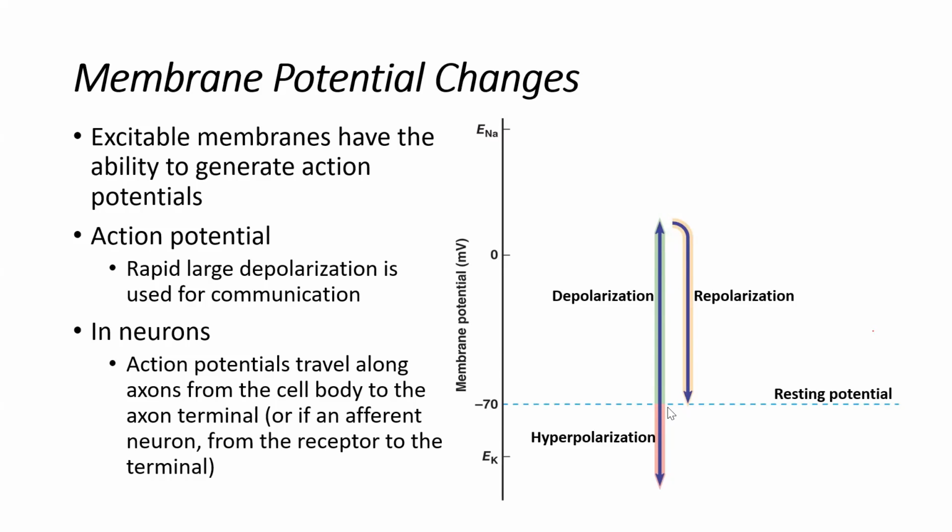Okay. Now, as we talked about, sodium is responsible for the depolarizing event. Potassium is responsible for the repolarization. And then what gets us from this hyperpolarization back to rest is actually the sodium potassium pumps that are still on our cell that restore the membrane potential back to -70.